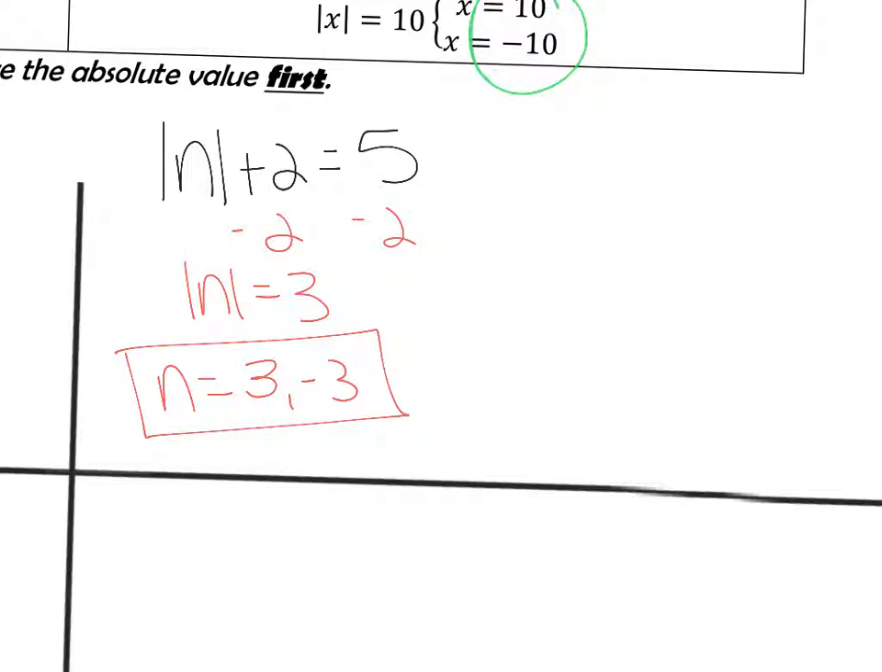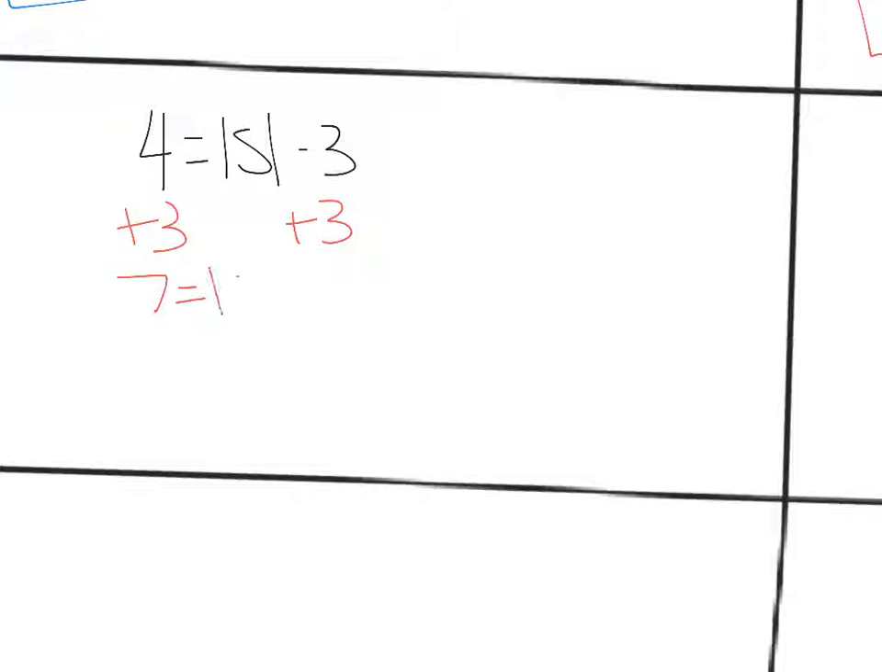Okay, let's try this one. What if I have 4 equals the absolute value of s minus 3? Kind of like in the last one, I have to have this absolute value of s all by itself, so I've got to get rid of the minus 3. To do that, we're going to add 3 on both sides. So I have 7 equals the absolute value of s.